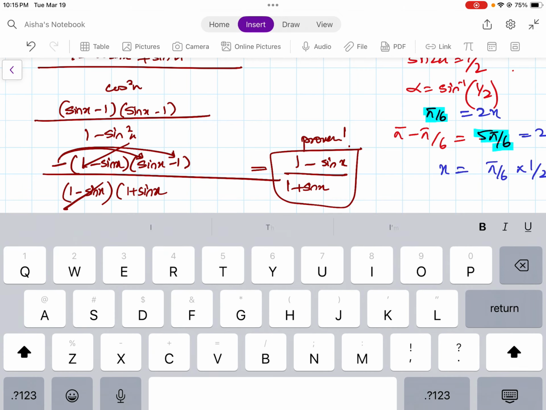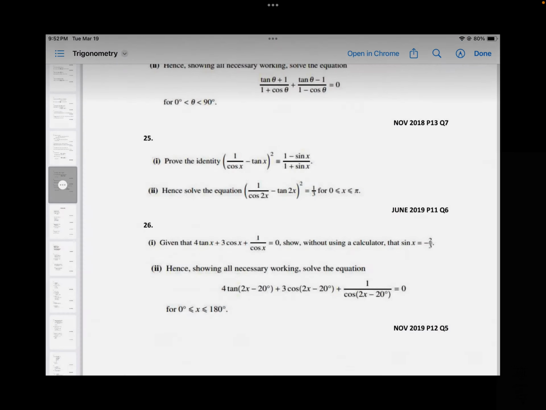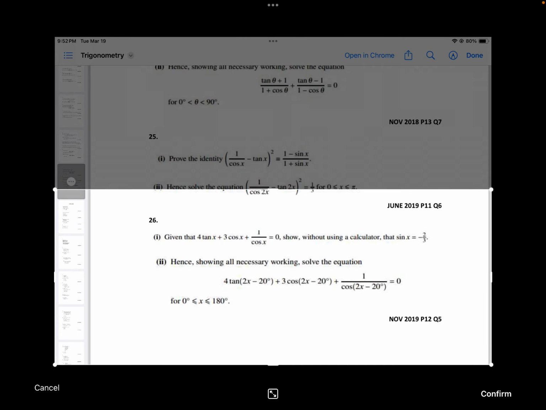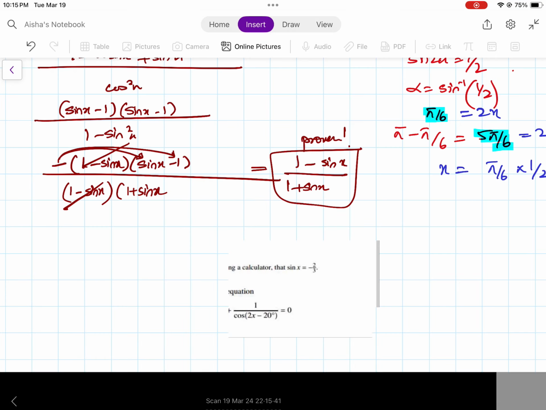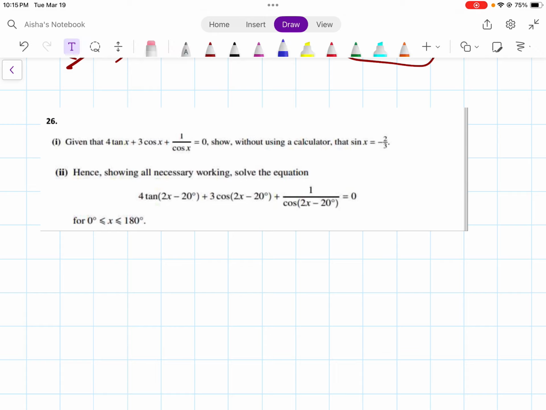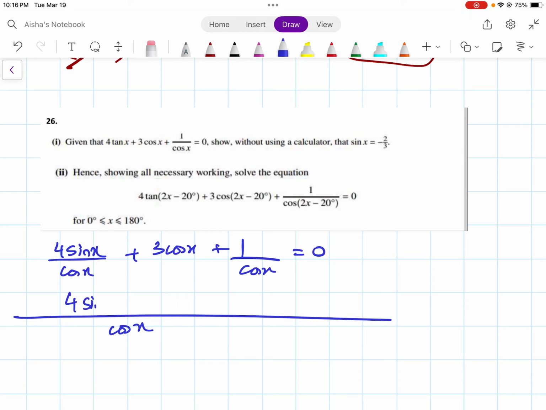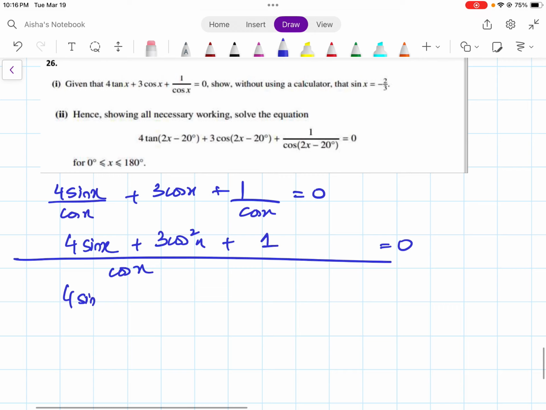Now let's do another change of range question, which is going to be a little more tricky. Over here, they want you to show without calculator that this is this. In place of tan, I can write sin x upon cos x, plus 3 cos x plus 1 upon cos x equals to 0. If I take cos x as my entire LCM, this will go on the other side, become a 0. And cos square can be written as, so over here I've used the identity, okay?